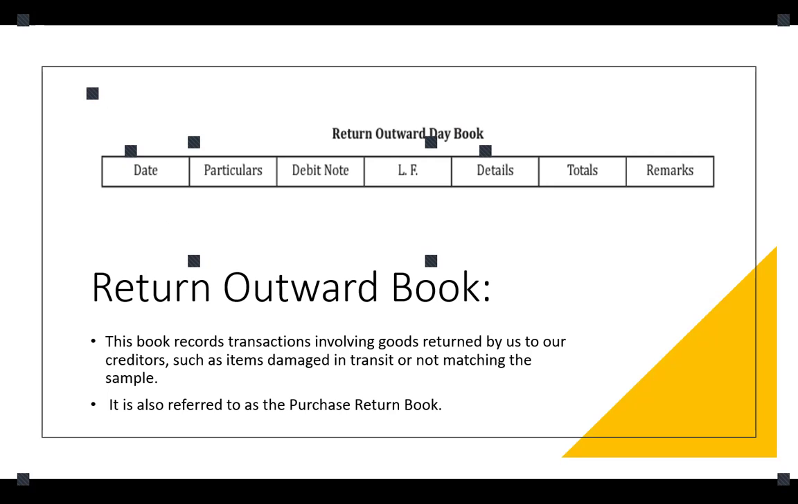Like the debit note in the previous return inward book, when the customer returns the goods, they issue a debit note, and once we receive the goods, we issue a credit note. Likewise, when we are sending back the goods to the seller because of a quality issue, this will be recorded with the debit note number. Then ledger folio, details, total and remarks.